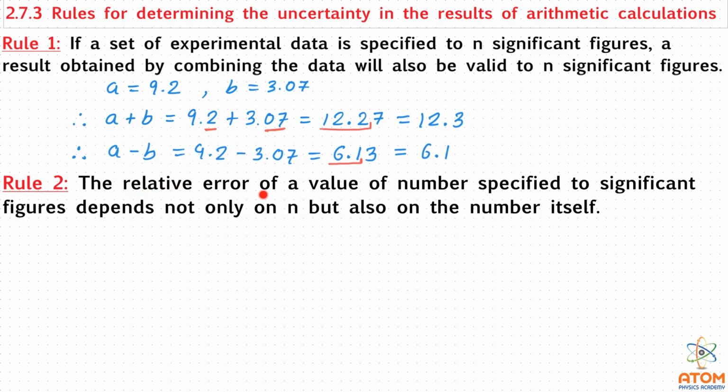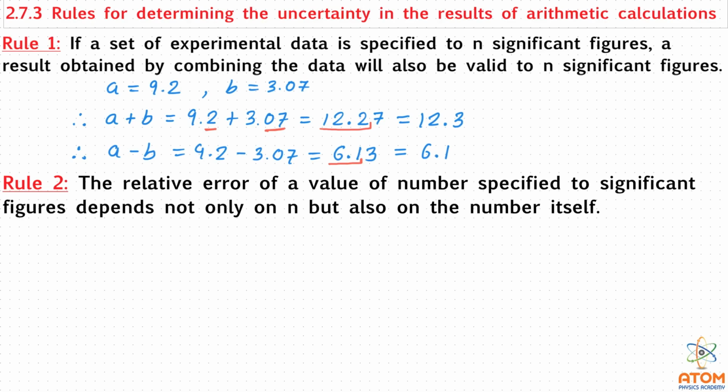Now rule 2. The relative error of a value of a number specified to n significant figures depends not only on n but also on the number itself. Meaning the relative error does not depend only on the absolute error. It also depends on the true value. That means it also depends on the number of the measurement, that means the true value.